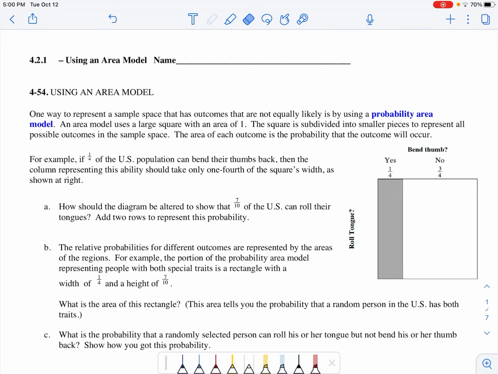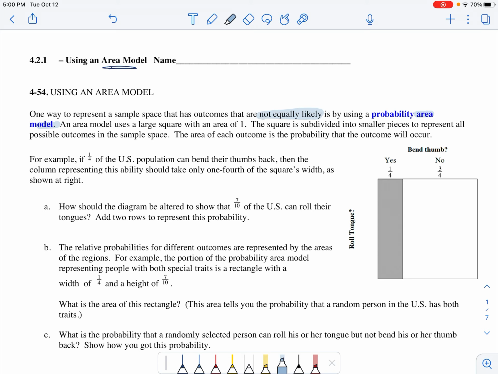All right, in this video, we're going to be looking at an area model and how we're going to use that to represent probability. This is from your ebook. It says one way to represent a sample space that has outcomes that are not equally likely is by using a probability area model. An area model uses a large square with an area 1.